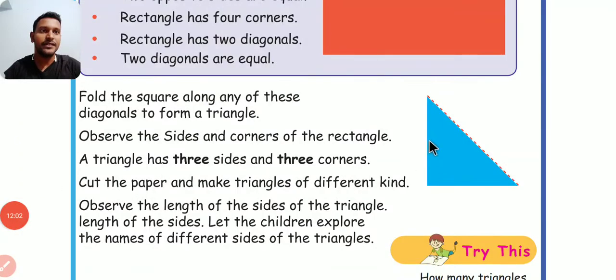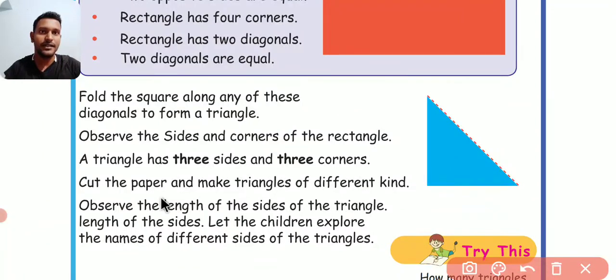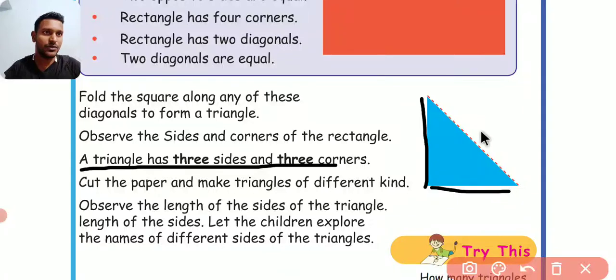Next you see this triangle. Here the triangle has properties. A triangle has three sides and three corners. 1, 2, 3, there are three sides. Corners means this one, 1, 2, 3. Totally three corners. That's all.